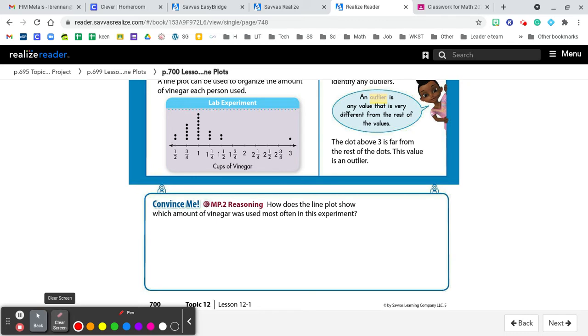How does the line plot show which amount of vinegar was used most often? So you're going to see whatever value is shown most often, so it would be 1 cup. You can look at the height of the dots, the number of dots.